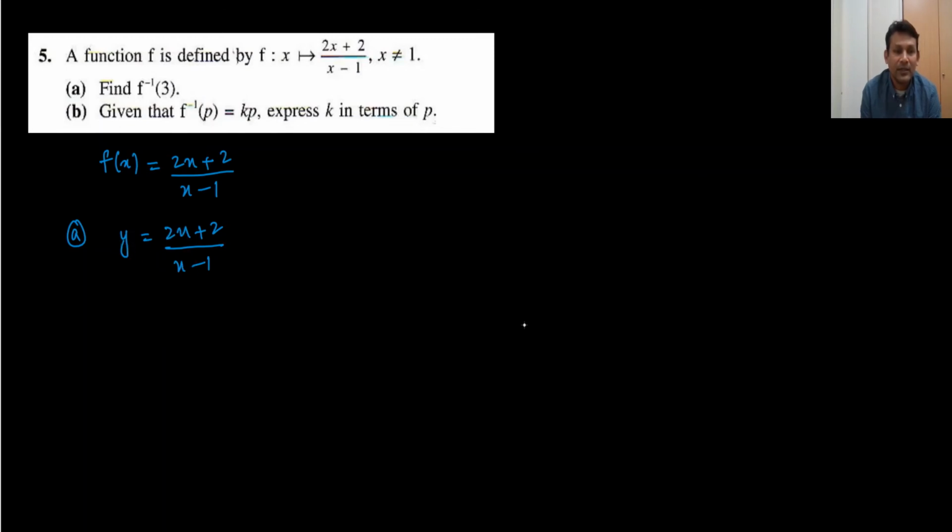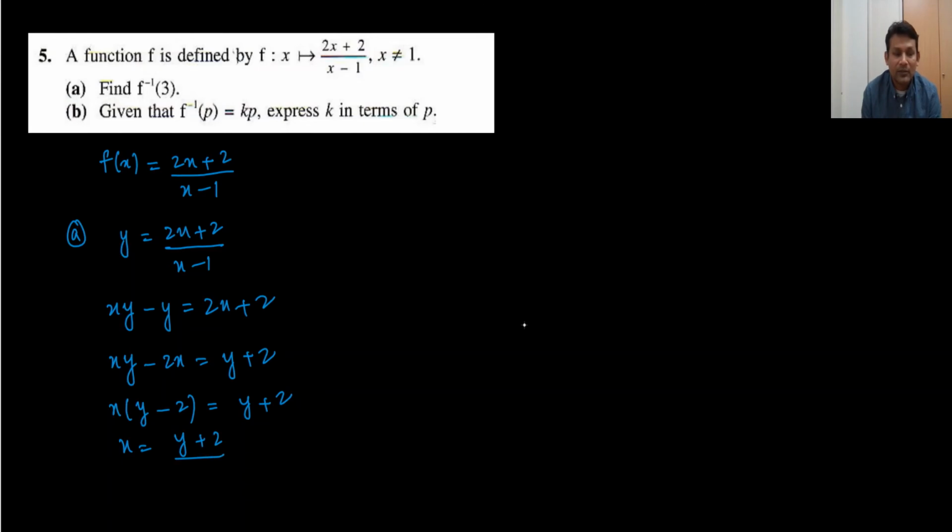When I multiply this, it's coming xy minus y is equal to 2x plus 2. 2x on the left-hand side when we shift is coming minus 2x. y on the right-hand side is coming y plus 2. x is common. So y minus 2 is there, then y plus 2. So when you want to make x the subject, this y minus 2 will divide. This is a complicated case when we have x 2 times to take common, so be careful. Now, step number 3 is what? I have to write here f inverse of x, and the y will become x: x plus 2 over x minus 2.